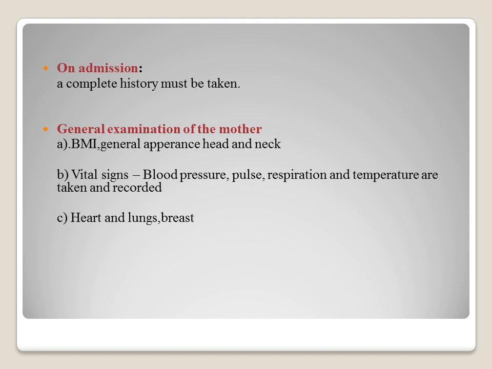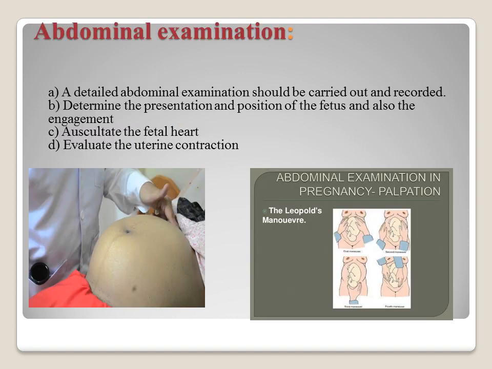Also, we should examine regionally. We will start with the head, neck, then chest and the breast, heart, and then we do abdominal examination. We should do a detailed abdominal examination, and this includes superficial abdominal examination for any tenderness and superficial masses, and then we do abdominal examination for the deep one for any organomegaly or organ problem.